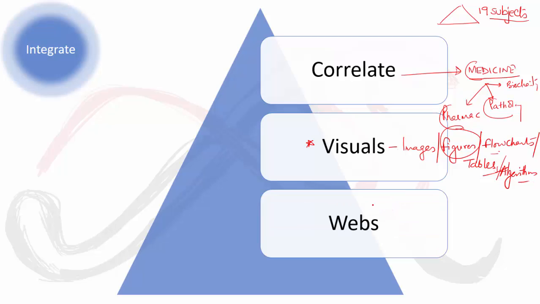The third thing is to create webs. This is the ultimate purpose of integrating. Webs, by webs, I'm naming Gentleman syndrome.